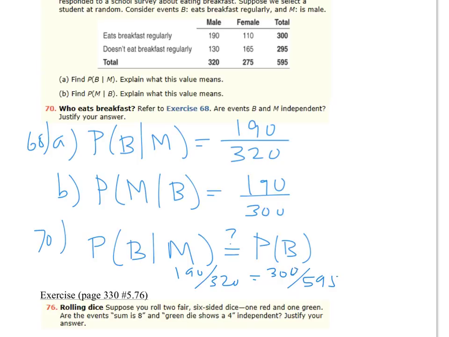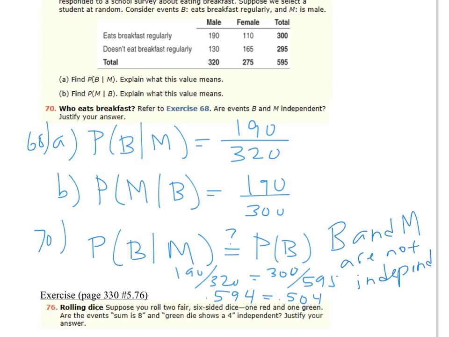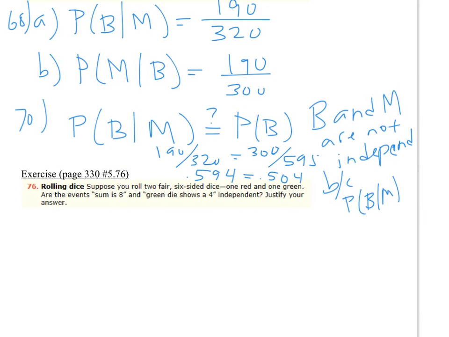Take a moment to compute these two probabilities in decimal form. Since 0.594 is not equal to 0.504, we conclude that the events B and M are not independent, because the probability of B given M is not equal to the probability of B.